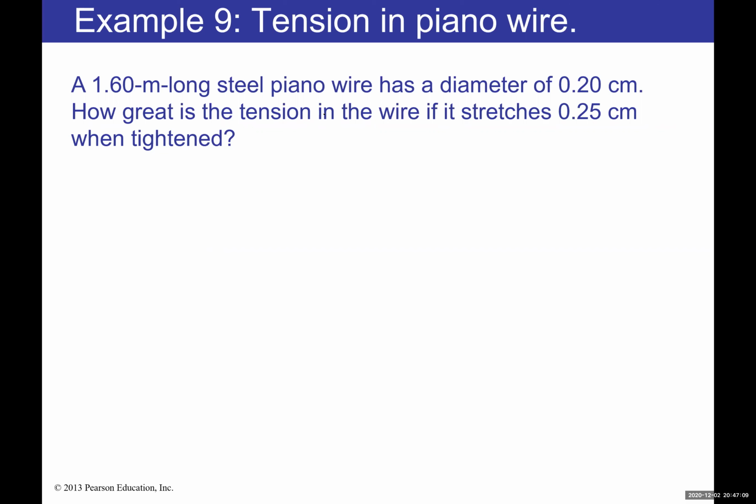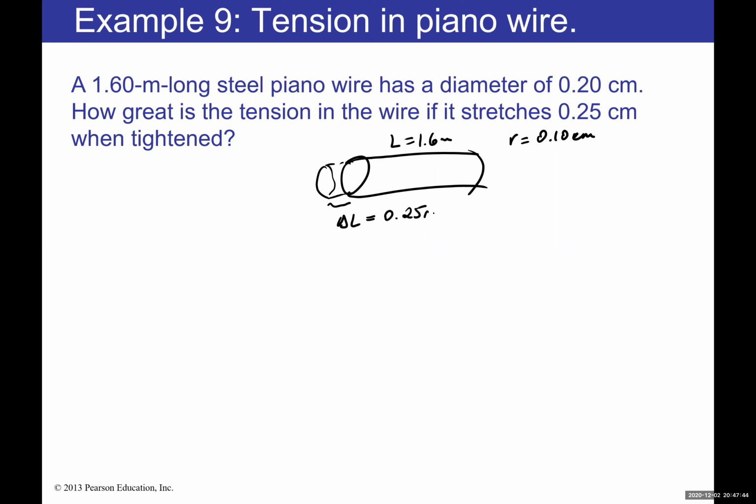All right. Well, it's a piano wire, so something like this, right? Or maybe bigger, let's say like that. The length here is 1.6 meters long, and the radius is 0.1 centimeters. Then it says, how great is the tension if the wire is stretched 0.25 centimeters when tightened? That means this delta L is 0.25 centimeters. It stretches by this much.